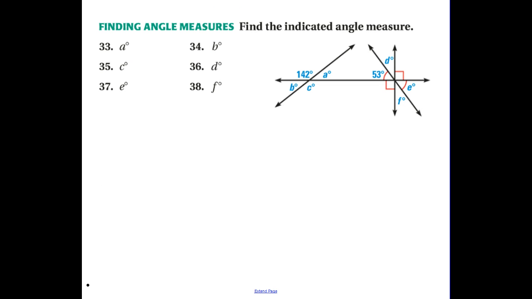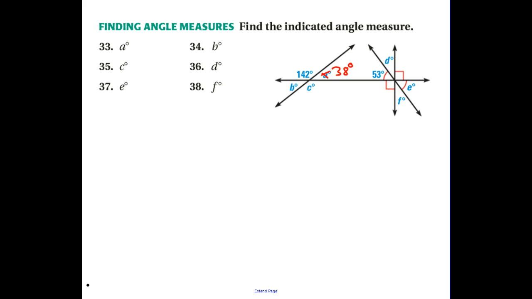And on this one, again, you know what? I will probably do this one real quick for you guys. Show you how fast it's going to be. Angle A and 142, they're supplementary. They're linear pairs, so they add up to 180. That means that these two have to add up to 180. That means it's going to be 38 degrees.